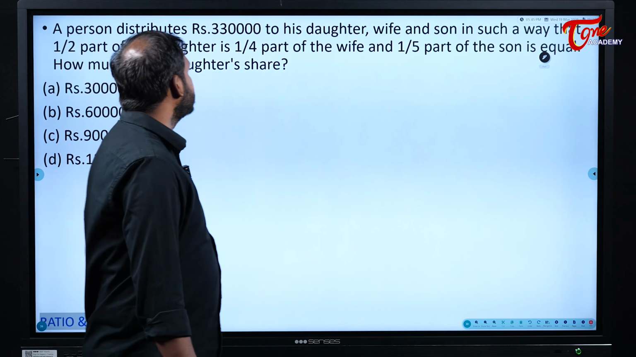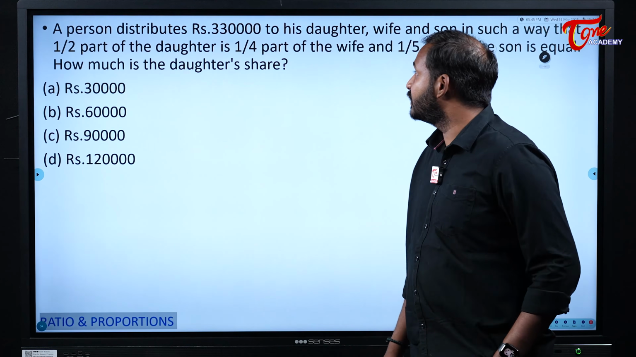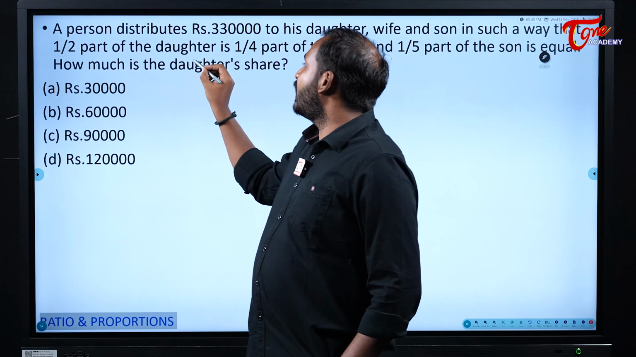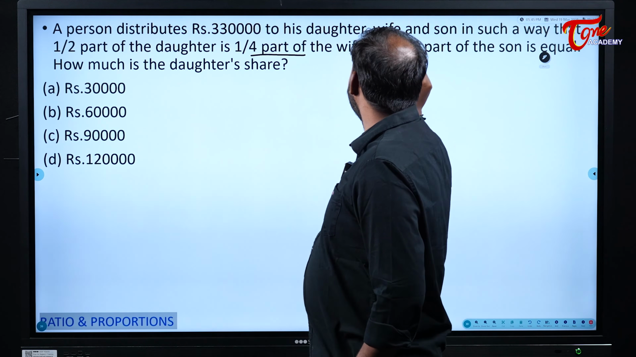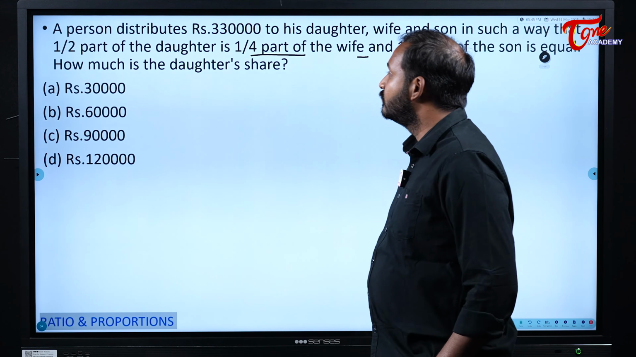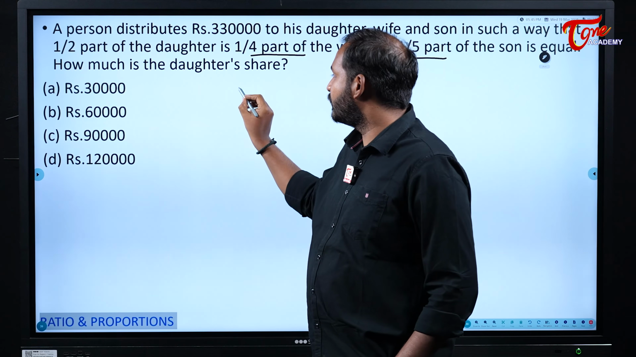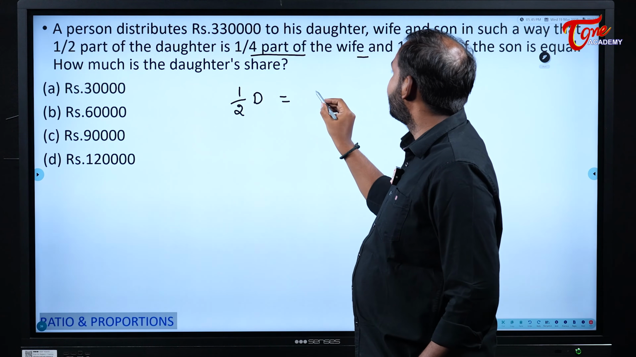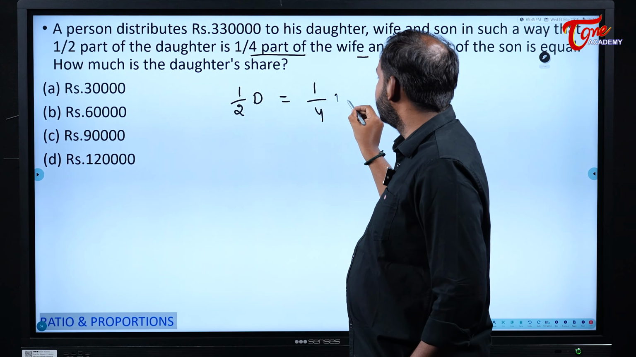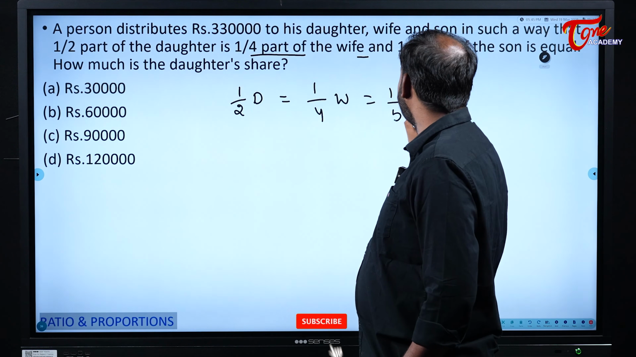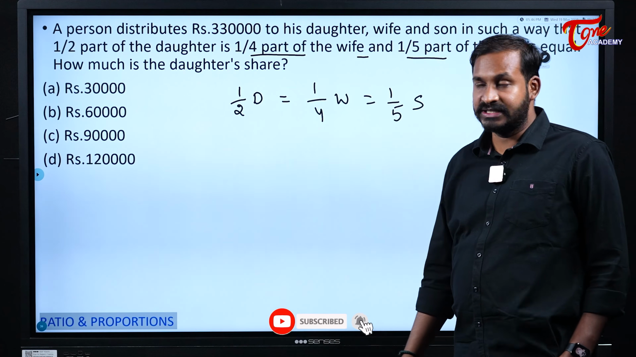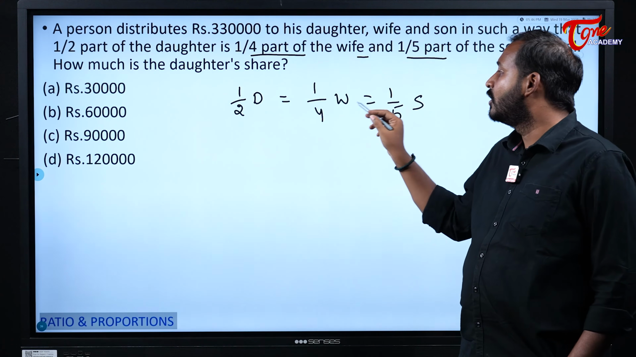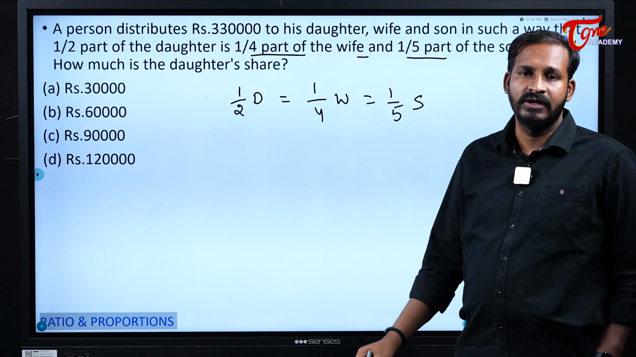See here, a person distributes rupees 3,000 to his daughter, wife and son in such a way that half part of daughter is 1 by 4th of his wife and 1 by 5th of his son. Half part of daughter, that means 1 by 2 of daughter, is equal to 1 by 4th of wife is equal to 1 by 5th of son. This is the relation which we have.